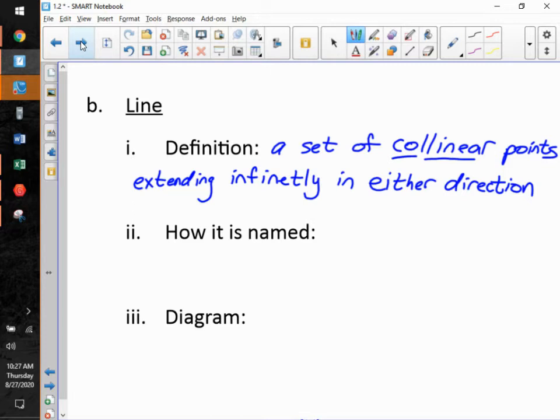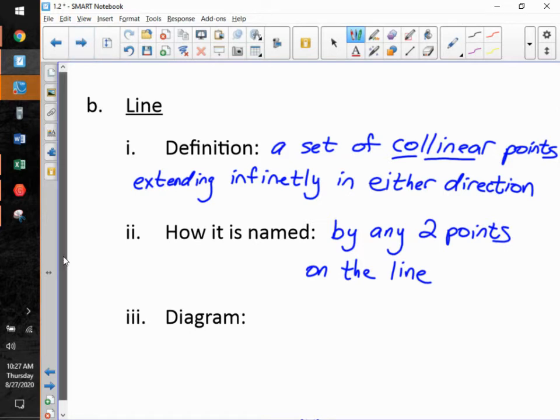be diagonal as well. A line is named, this is important now, by any 2 points on the line. By any 2 points on the line. And so we're going to use a diagram right here and then talk about how to name what we just came up with here, guys.